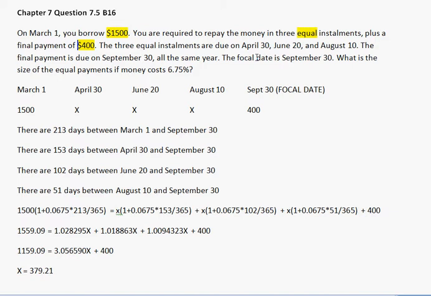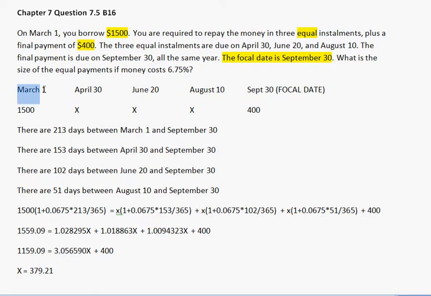The dates of the payments are given, and we notice that the focal date is September the 30th. That's very important information because we must construct the equivalent value equation based on that focal date. That's why it's called a focal date. We know that the interest is 6.75%.